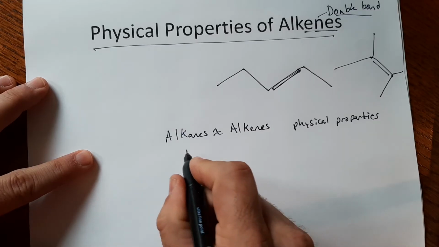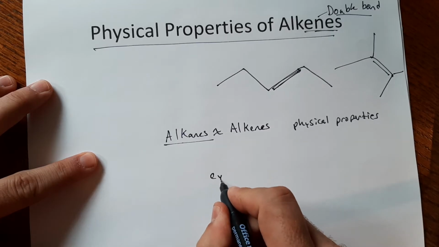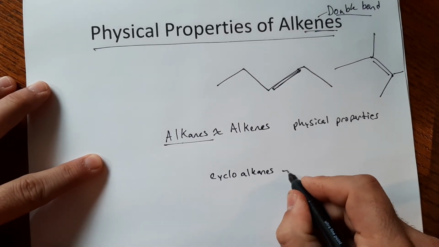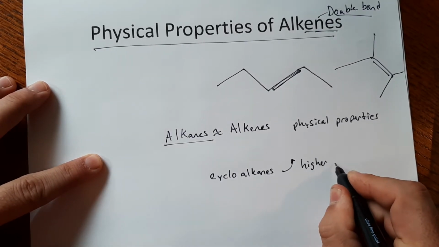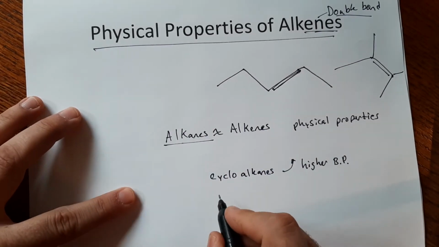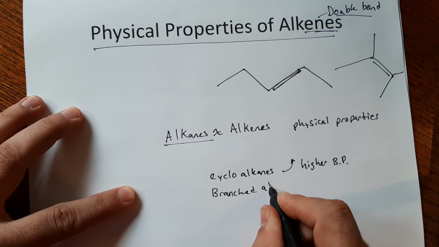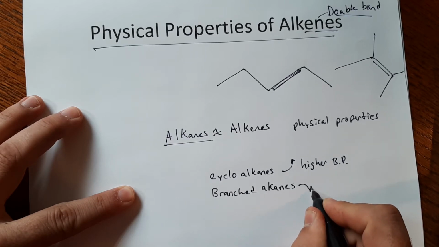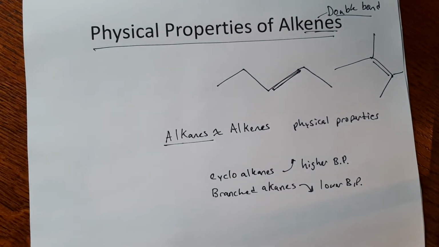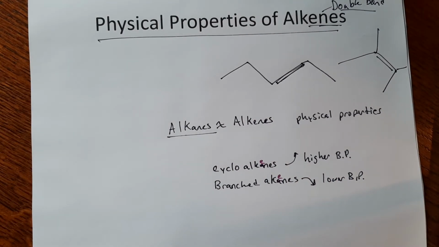So we learned that when talking about alkanes, cycloalkanes had roughly higher boiling points compared to their straight chain cousins. Branched alkanes had slightly lower boiling points. And that's going to be true for us still. We just changed that letter, and those things are both still true.